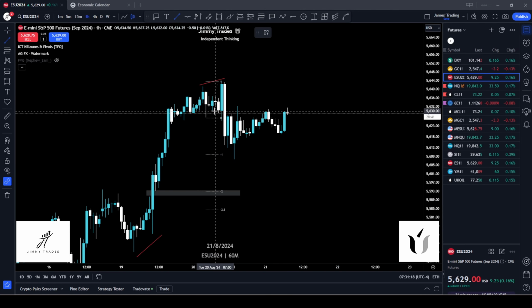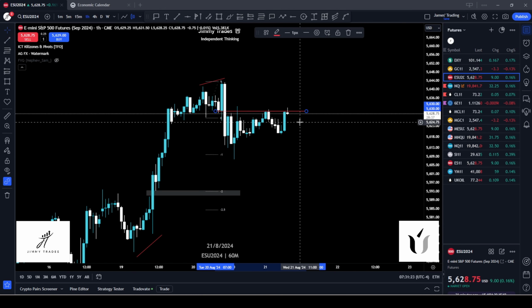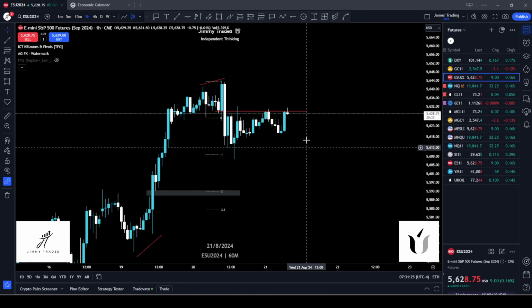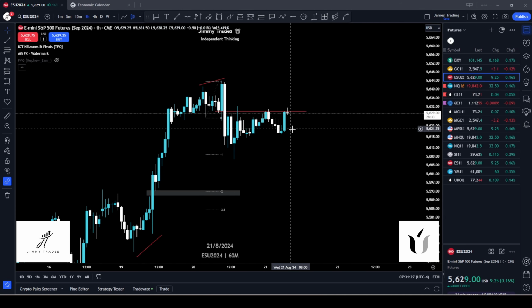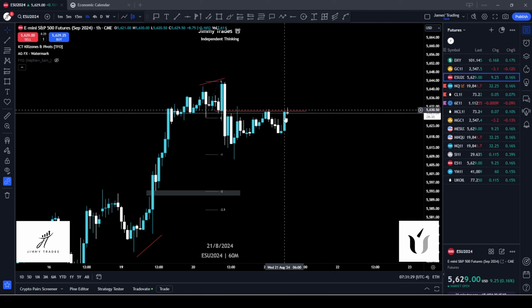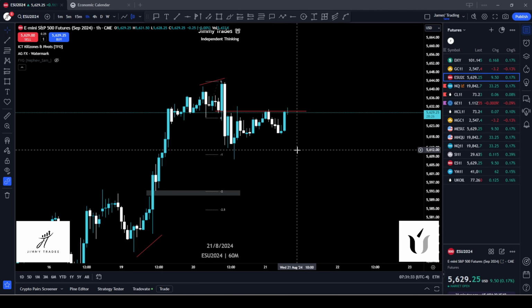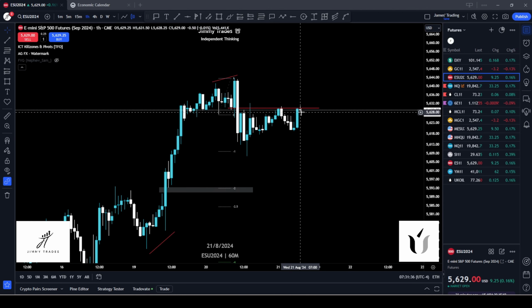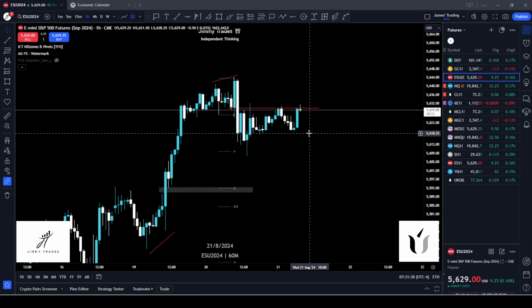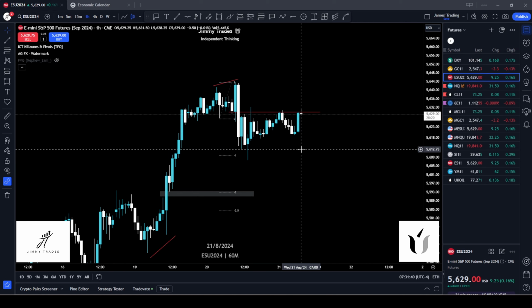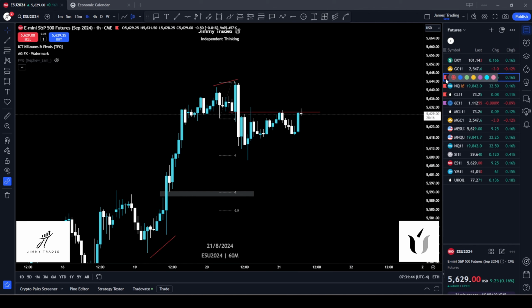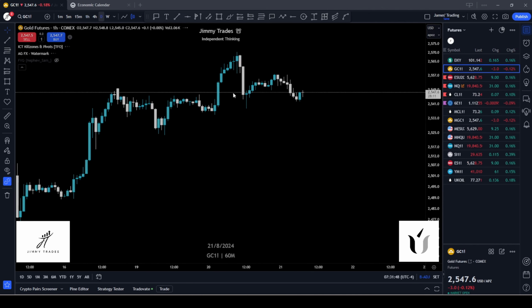As pointed out already, I'd like to see this level hold, now changing the state of delivery. If this fails, then I'll be patient and see what price wants to do. But while we're under this level, I'd happily look for bearish entry opportunities. All right, let's have a look at gold.